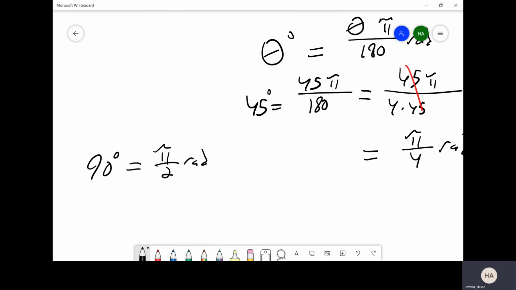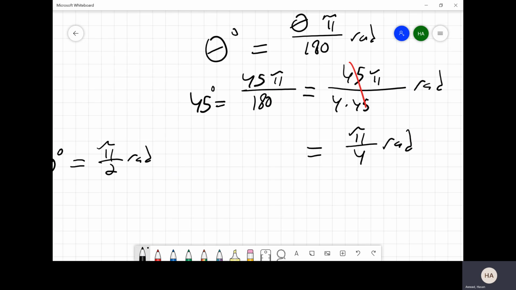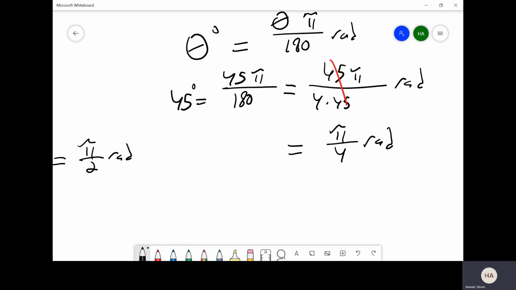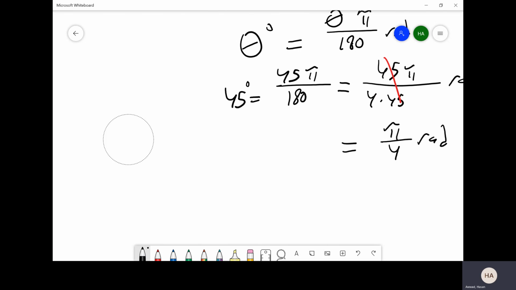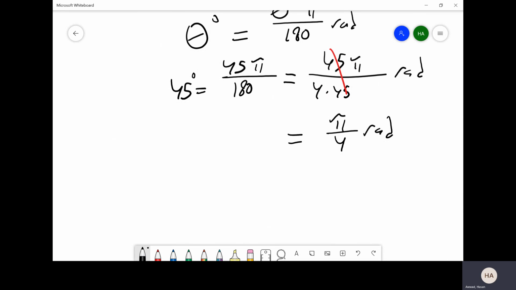So if pi over 2 is equivalent to 90 degrees, then divide that by 2, and you should get 45 degrees, but in radians. So pi over 2 divided by 2 should just give you pi over 4, which is exactly what we get. Okay, so that's a good way for you to check for yourself that you're actually still on the same page, that you're not getting these ridiculous answers. So we got 45 degrees is equal to pi over 4 radians.